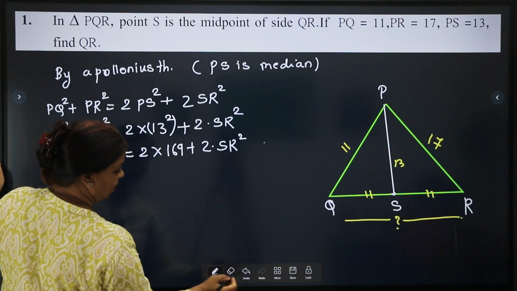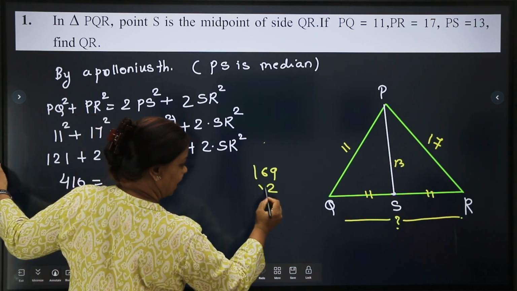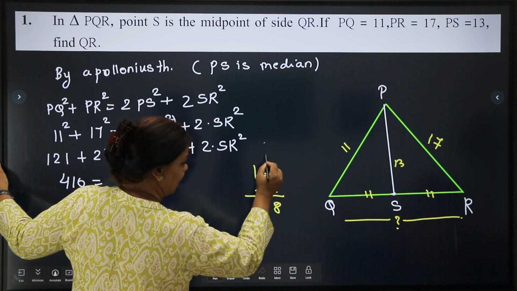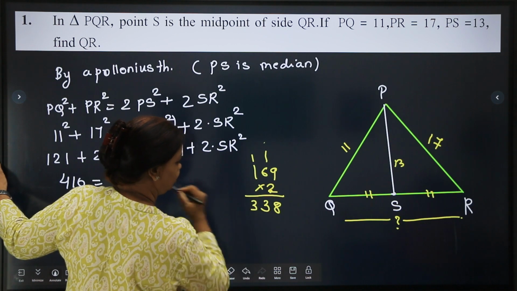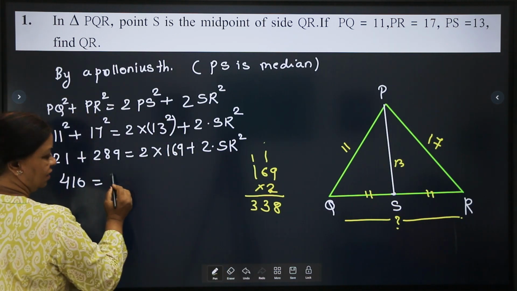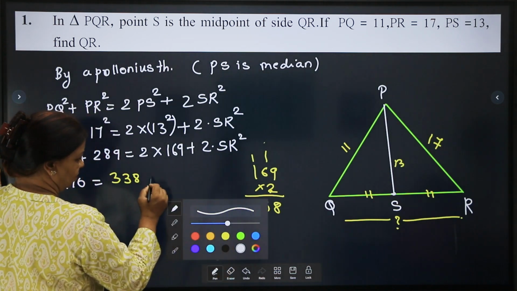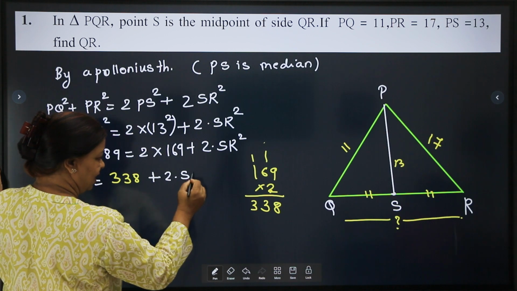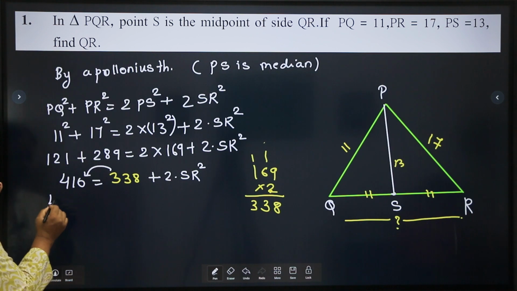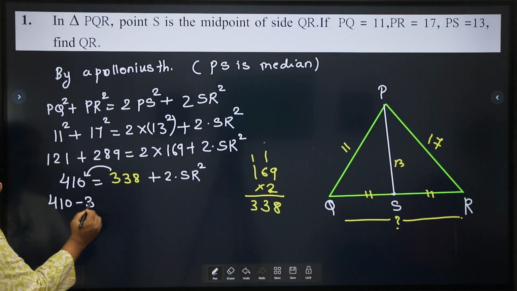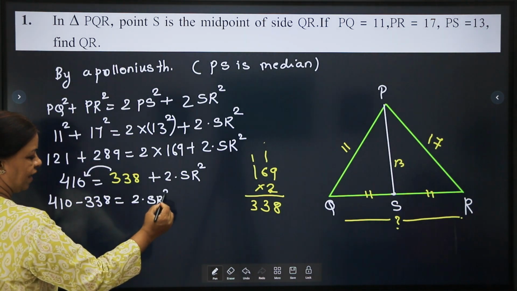169 by 2. When I multiply 169 by 2, I get 2 9s are 18, carry 1, 2 6s are 12 plus 1, 13, carry 1, 2 1s are 2 plus 3. So that would be 338 plus 2 into SR square. Now shift this number here, 410 minus 338 is equal to 2 into SR square.